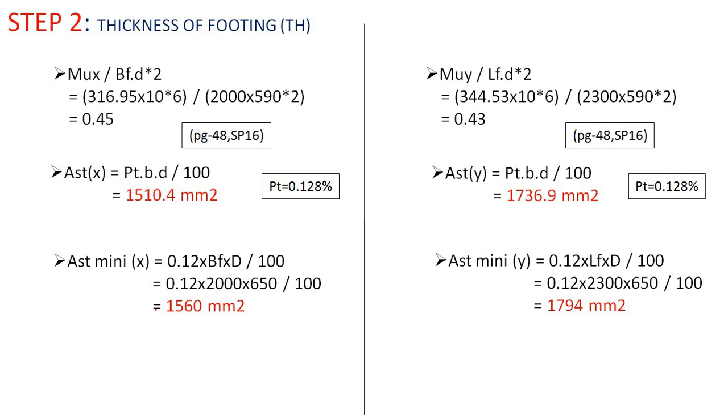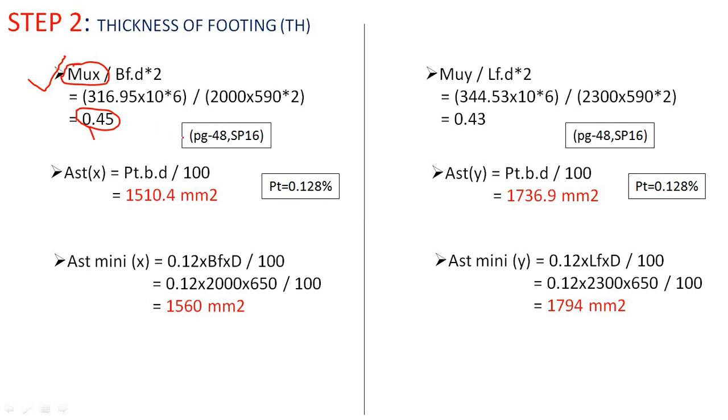Next we will find the steel in the x direction as well as in the y direction. So let us find it first for the x direction. So Mux upon b, which means width of the footing, into d square. So we will find the ratio of Mu upon bd square in short. In the first step we have already calculated Mux divided by width of the footing, 2000, into the effective depth 590, which we calculated in the previous slide, squared. So the ratio of Mux upon bd square is 0.45.